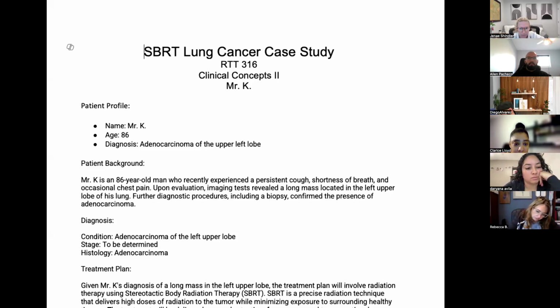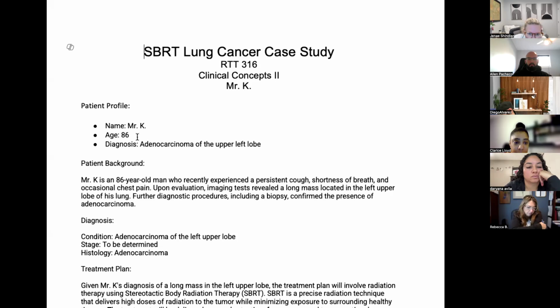Mr. K is an 86-year-old man who recently experienced a persistent cough, shortness of breath, and occasional chest pain. Upon evaluation, imaging tests revealed a lung mass located in the left upper lobe of his lung. Further diagnostic procedures, including a biopsy, confirmed the presence of adenocarcinoma.